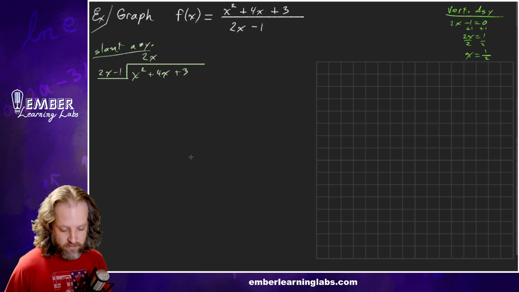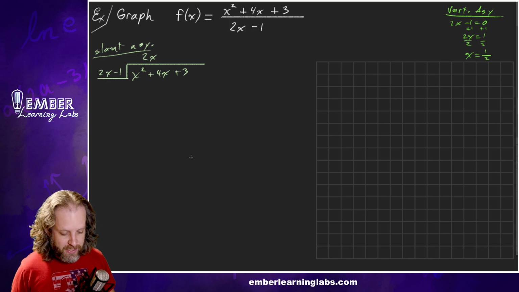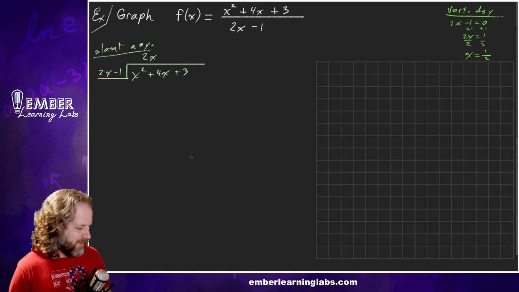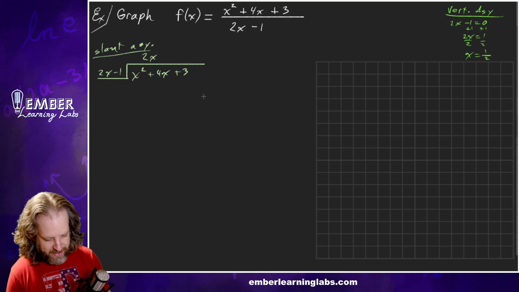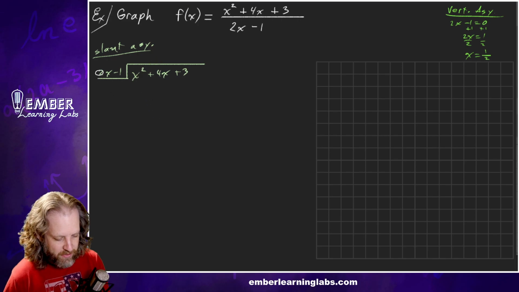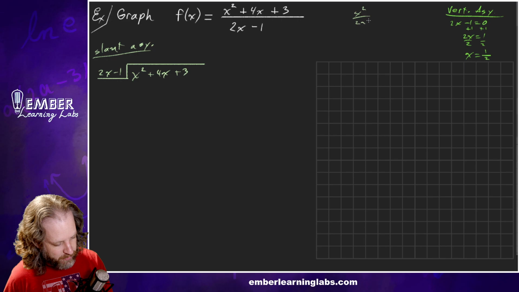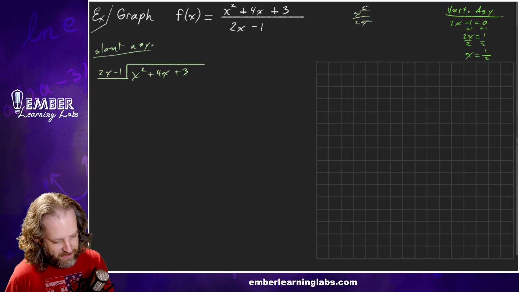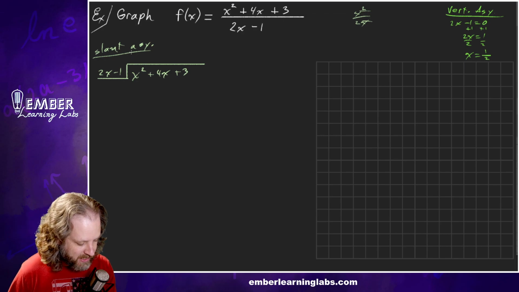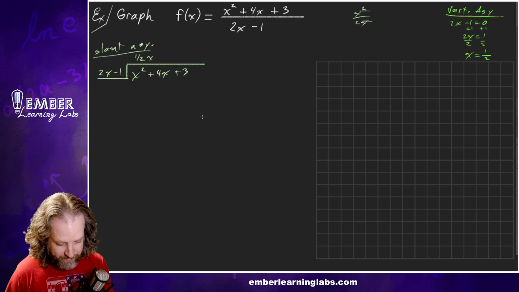Hold on, time out. It doesn't go into it 2x times. That's not right at all. It goes into it a half x times, right? If you have the same brain fart I just had, we're doing 2x goes into x squared, so x squared divided by 2x is 1/2 x, right? That's not 2x. It goes into it 1/2 x times, so a slope of 1/2, right?